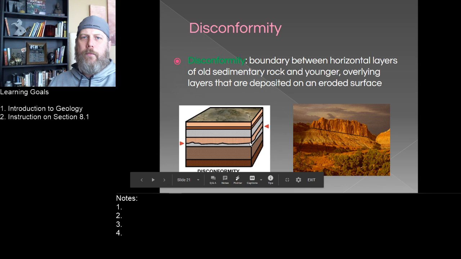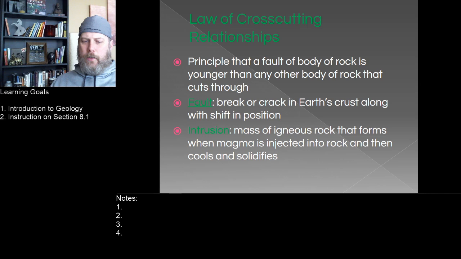Cross-cutting relationships, that's what we talked about in that picture earlier. Anytime a fault or a line cuts through something, that means that fault or line is younger than the rock that surrounds it. You can't cut a piece of paper without the paper being there. That's what that is. An intrusion is anything that comes up into the surface of the earth.